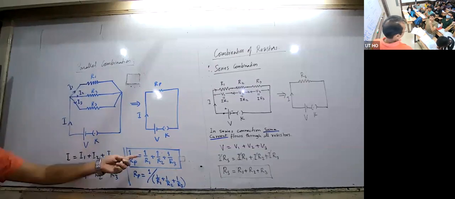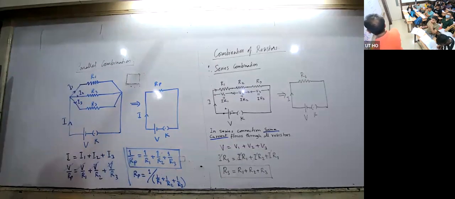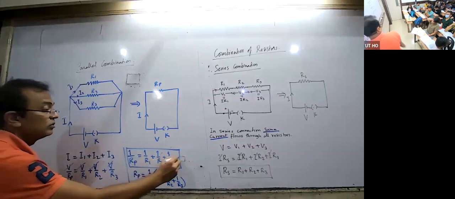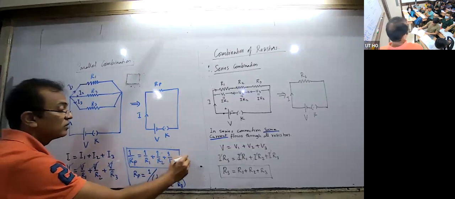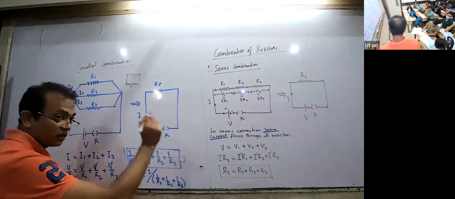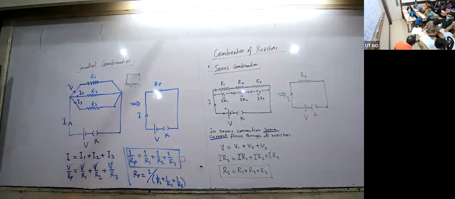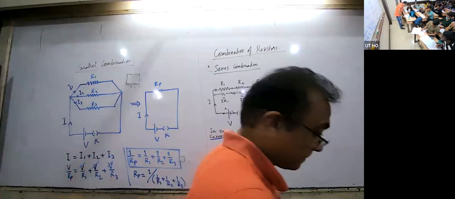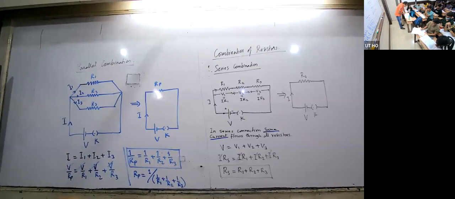So the maximum mistake happens here. You calculate this and you say that this is the answer. With some practice, you will get it right. So any questions? Okay.